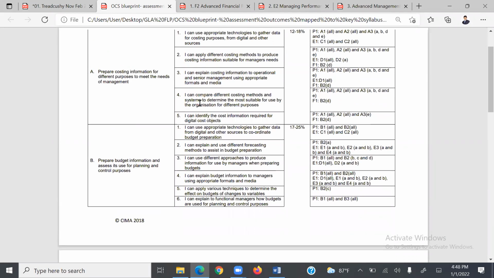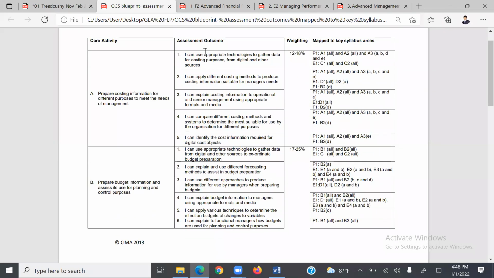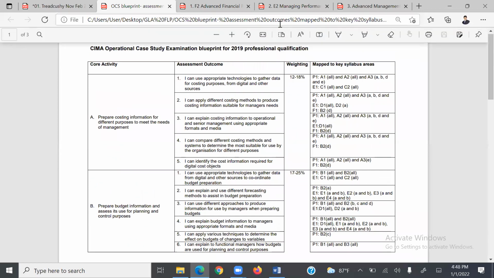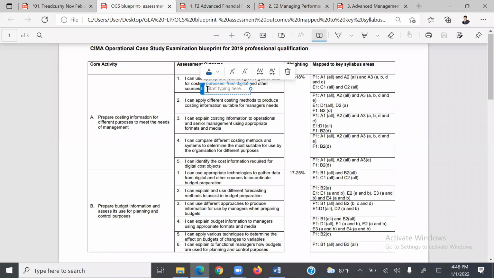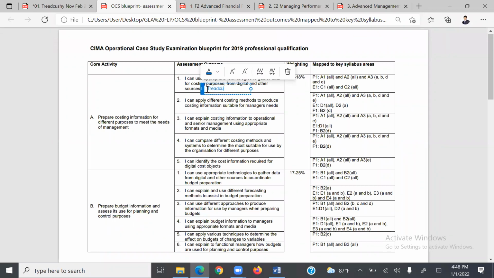For example, we know our company Trade Cushy. So I can use appropriate technologies and gather data for costing purpose from digital and other sources for Trade Cushy. So what they will do is add one name, that is Trade Cushy. That is the understanding you need to have. Now why we study this is, every company will have digital data, but Trade Cushy will be different. Are you getting what I'm saying?